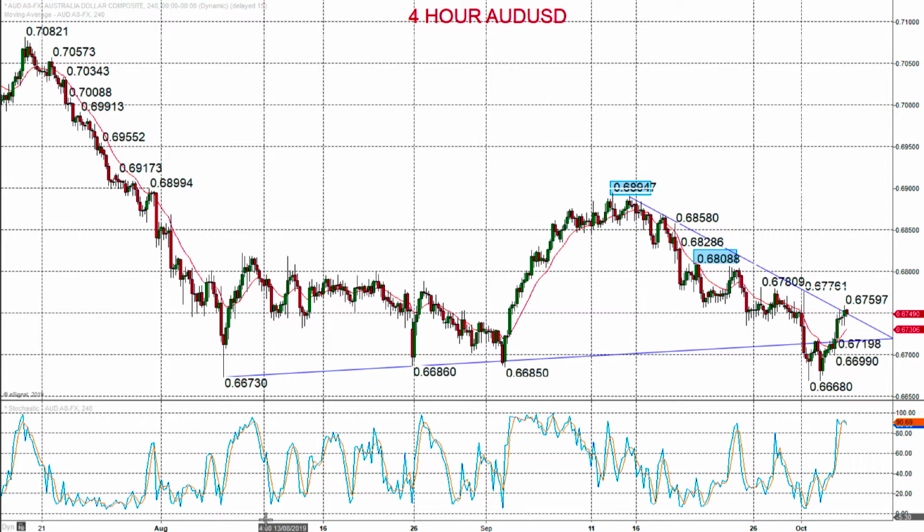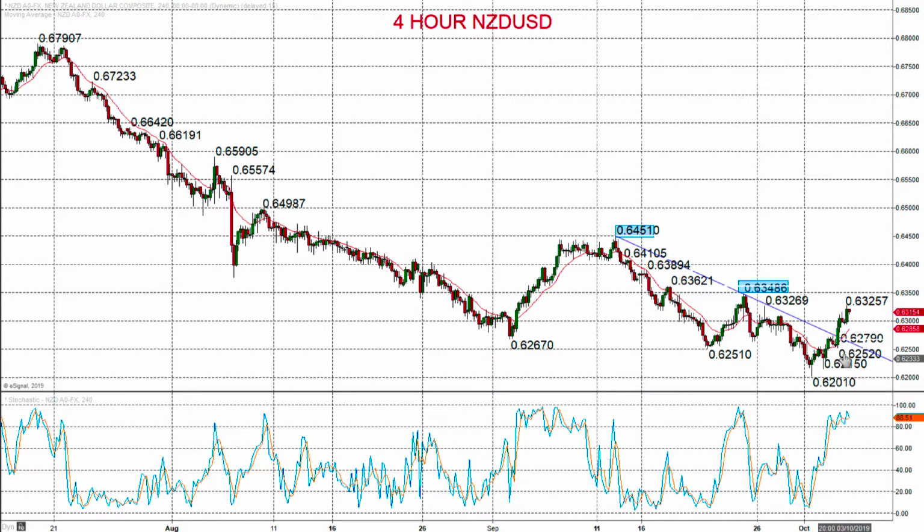So we're looking for further upside there, and a similar story with the Kiwi dollar, reversing up through this downtrend line that comes from the middle of September, up close to resistance here at 63.27, up to 63.26. And the critical level here is 63.49. Above there signals a base and an intermediate term bullish shift.